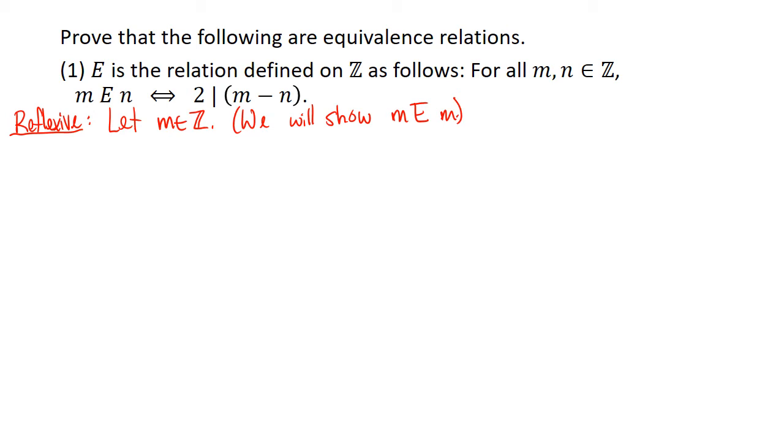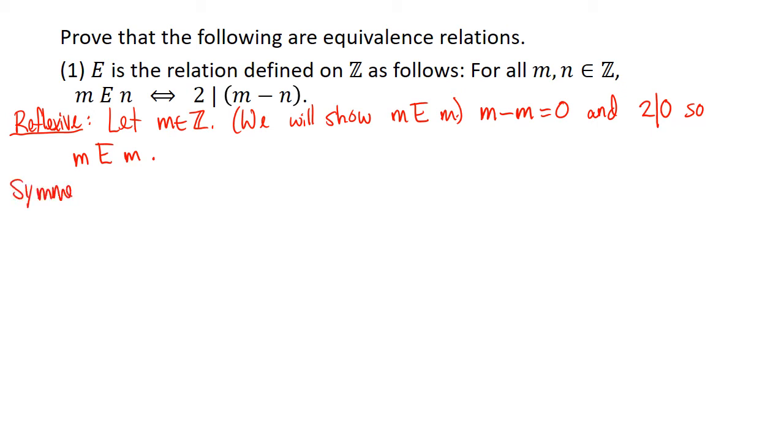Okay, so let's see, what do we know about M? So I need to show that M minus M is divisible by 2. So M minus M is 0, and 0 is divisible by 2 because it equals 2 times 0, which is an integer. So this is true. M is related to itself by E. All right, so that was pretty easy.